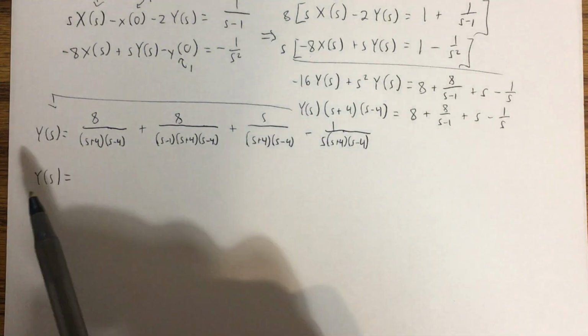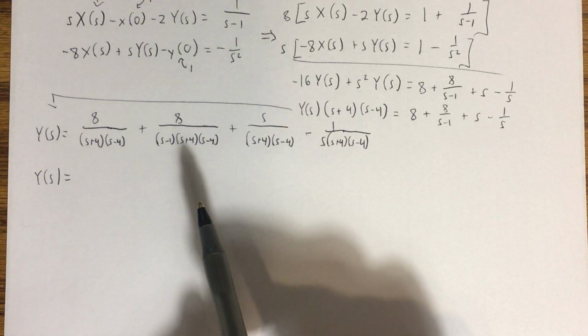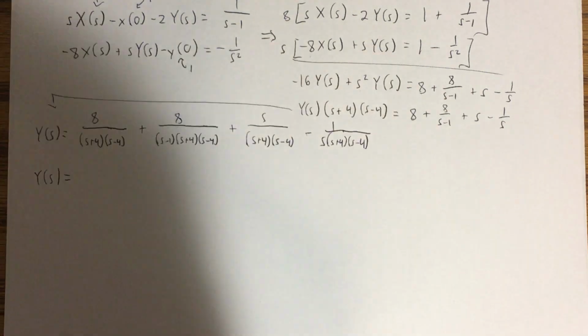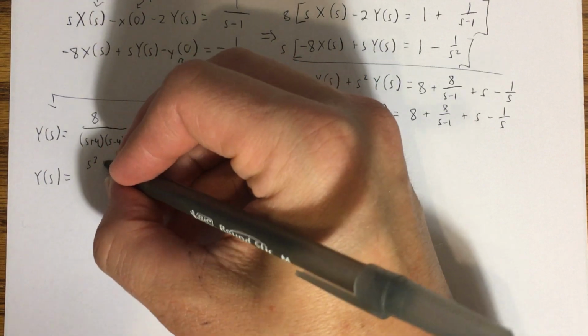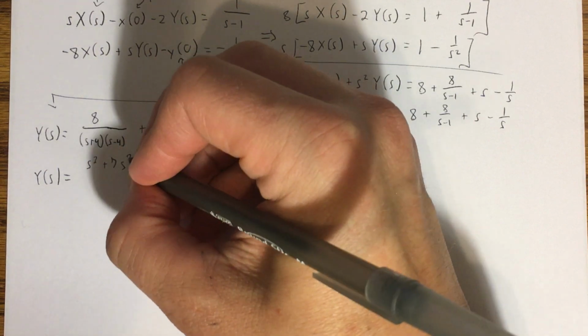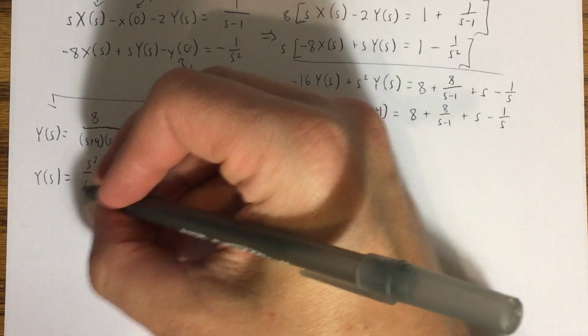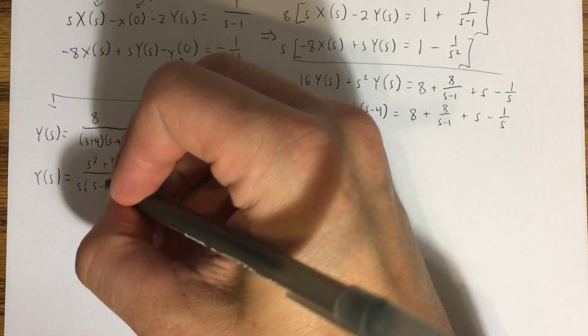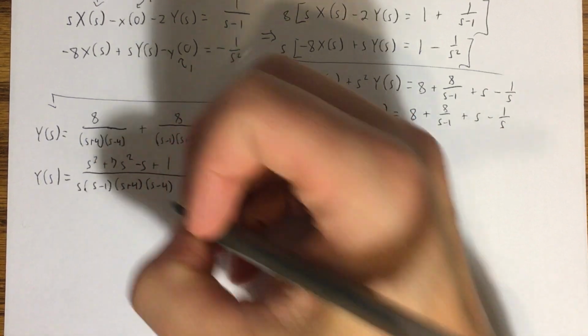I'll let you do the work of getting the common denominator here. It's very simple to do, just a little bit of algebra. But what the numerator will look like once everything has been simplified down is this. S cubed plus 7s squared minus s plus 1 over that common denominator, which would look like s times s minus 1 times s plus 4 times s minus 4.